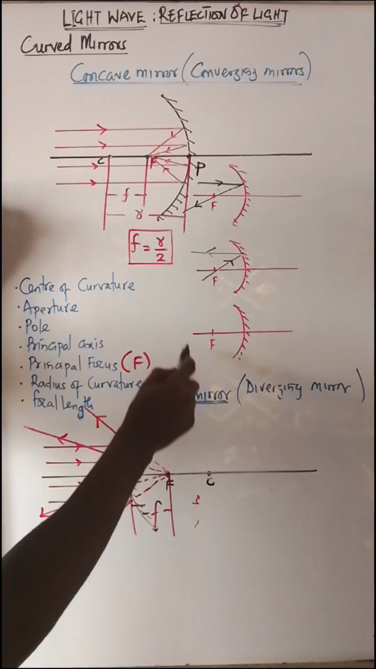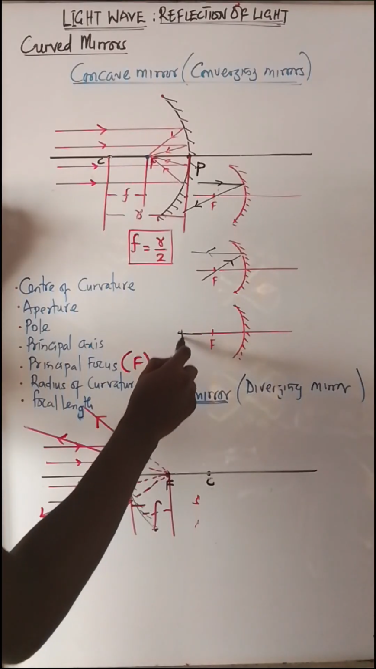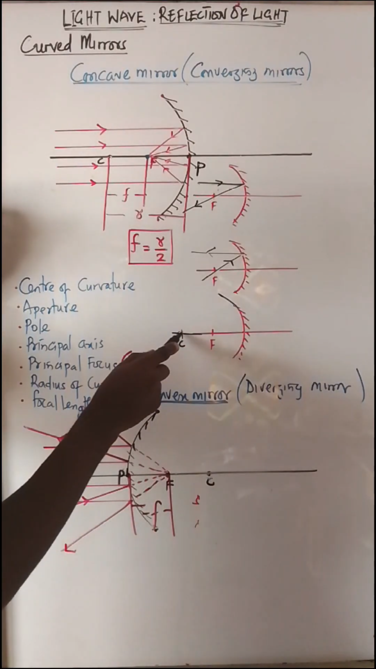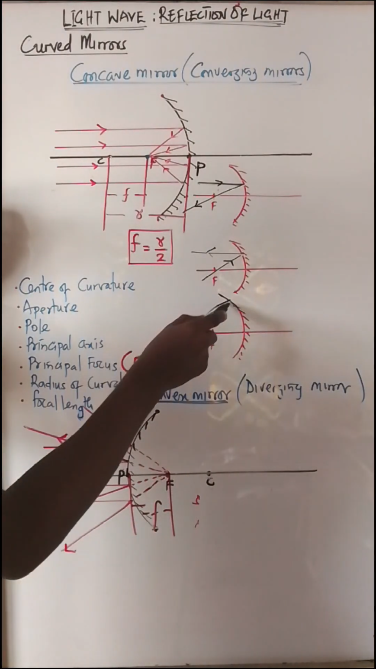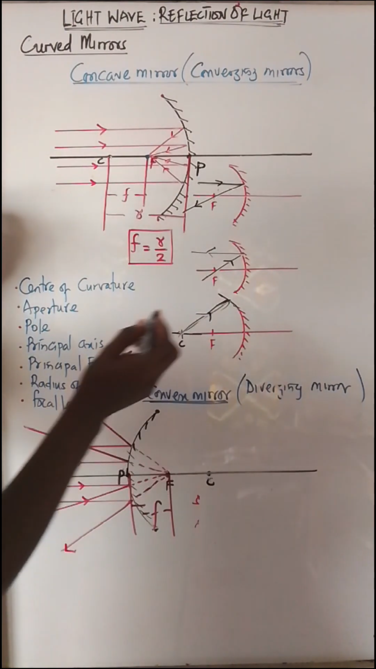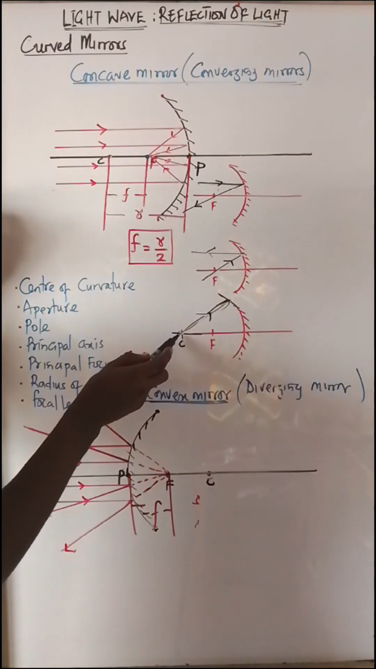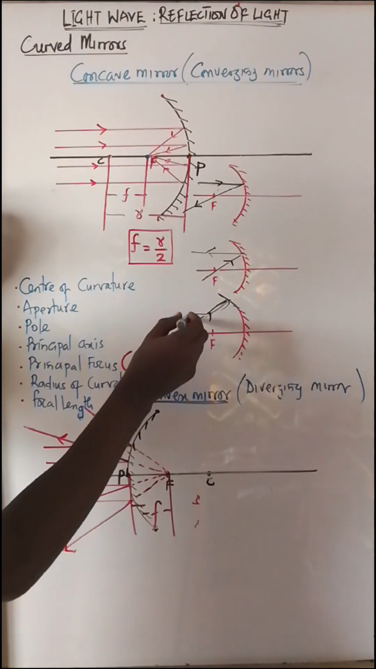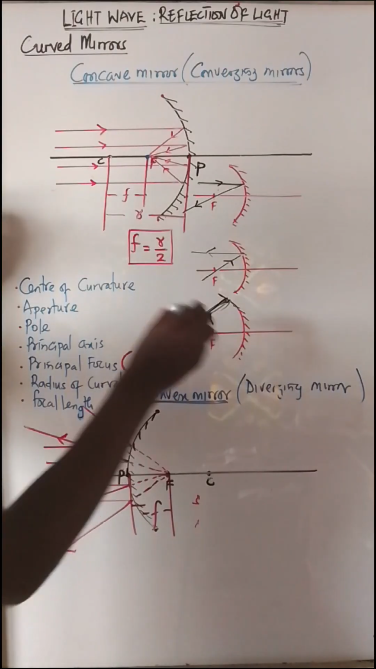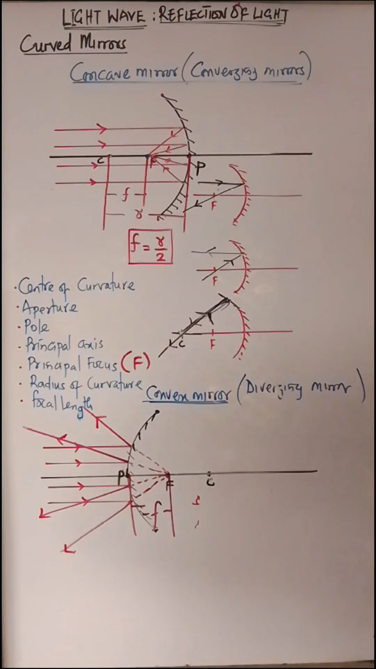Then, lastly, let's say this is C. Any ray that passes through the center of curvature, like this, will be reflected, or it will deviate 180 degrees. Any ray through C will deviate backward through C also. If it enters this way, it will reflect backward. So know these three points. These three things will be important in order for us to get the characteristics of images formed by curved mirrors. Let's go into that now.